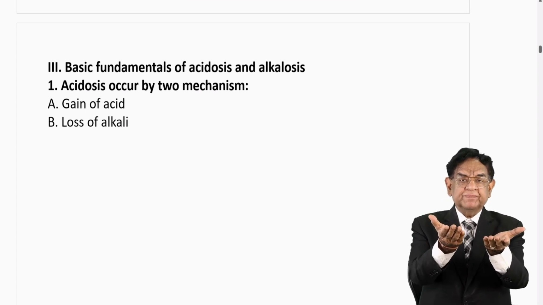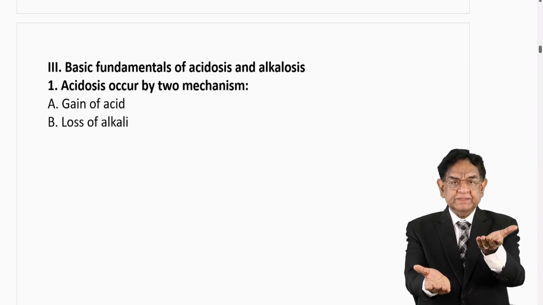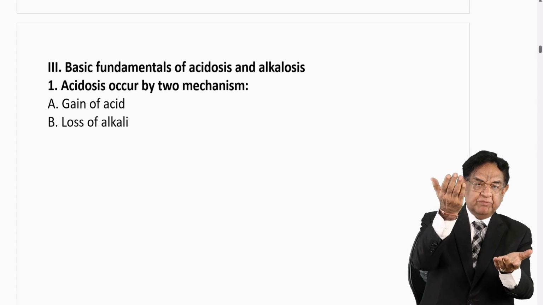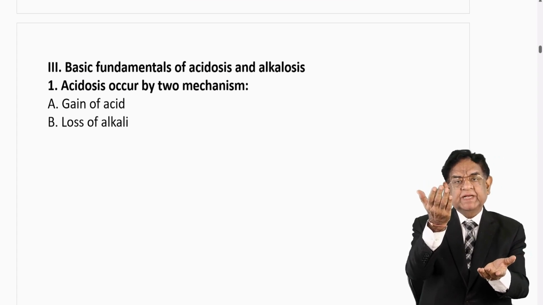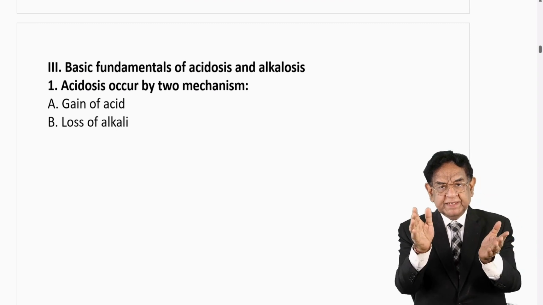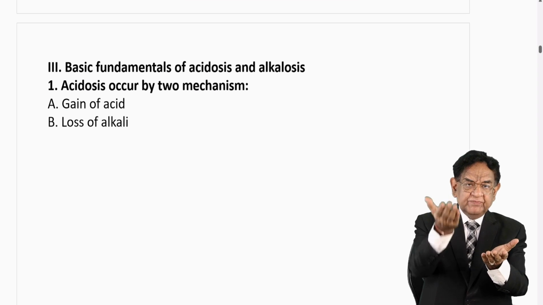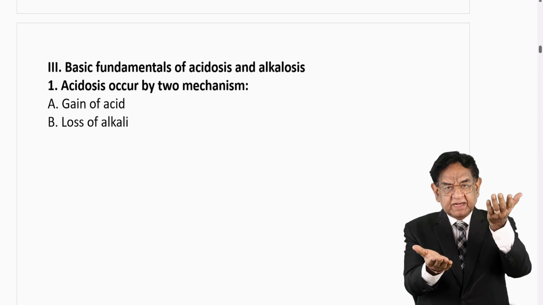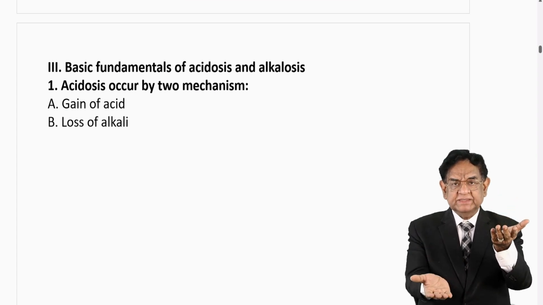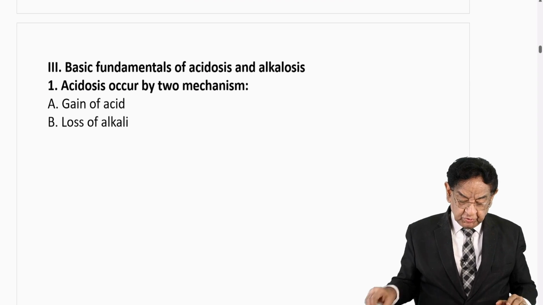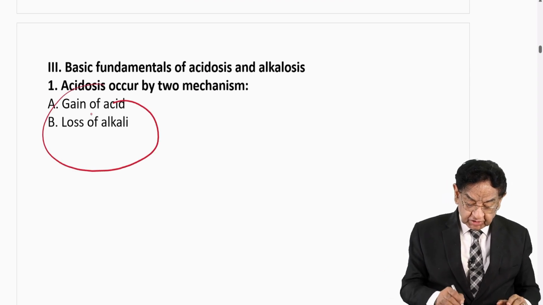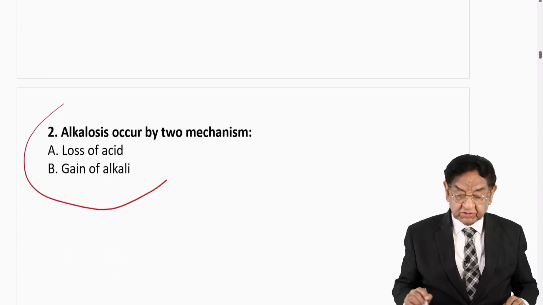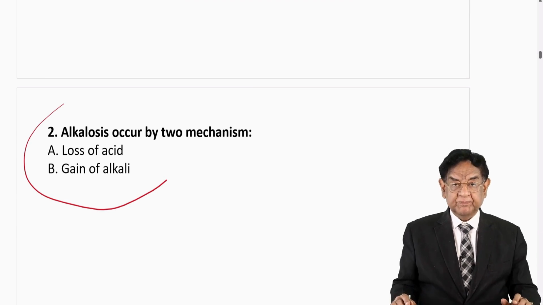Like in vomiting, the person is losing hydrochloric acid, so they will develop alkalosis. In cardiac arrest, there is accumulation of lactic acid that leads to acidosis. So repeating once more, gain of acid is acidosis, loss of alkali is acidosis. Gain of alkali is alkalosis, loss of acid is alkalosis. So acidosis is due to gain of acid or loss of alkali, and similarly, alkalosis occurs due to loss of acid or gain of alkali, the point which I explained to you.